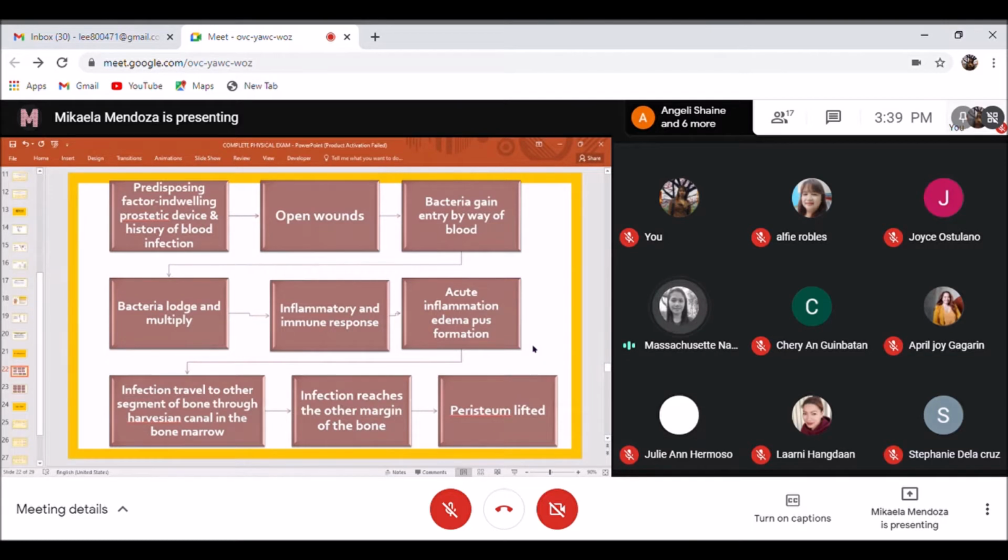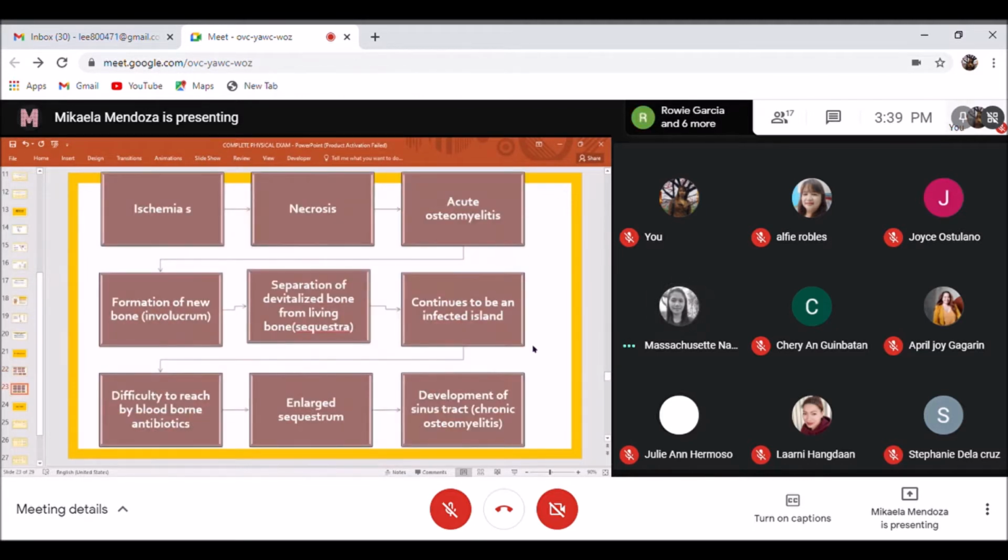And then the periosteum, which is the membranous tissue that covers the surface of the bone, is elevated. When it elevates, the blood supply is blocked, causing ischemia. Okay, ischemia has occurred. After that, the tissues no longer have enough blood, resulting in necrosis, or death of the tissues.